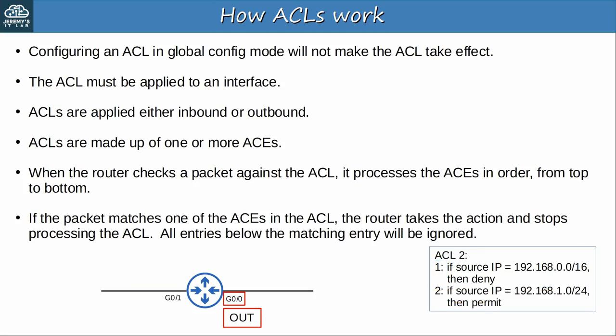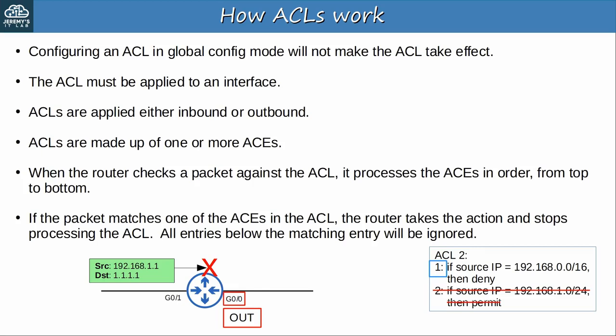Now I've reversed entries 1 and 2 in ACL2. What will the effect be if the same packet is received by the router? It will once again check ACL2 before forwarding the packet. The first entry tells the router to deny the packet, so it will be discarded, not forwarded out of the interface. Entry 2, which tells the router to permit that packet, is ignored. So I think you can see how important the order of the entries in an ACL is.